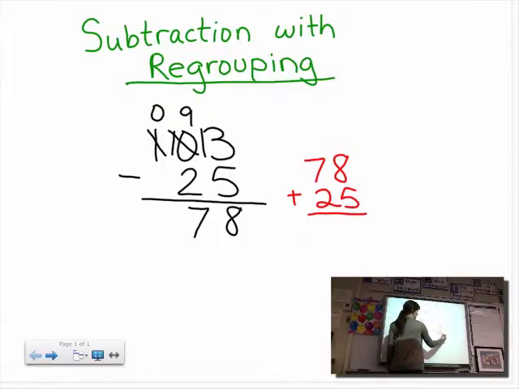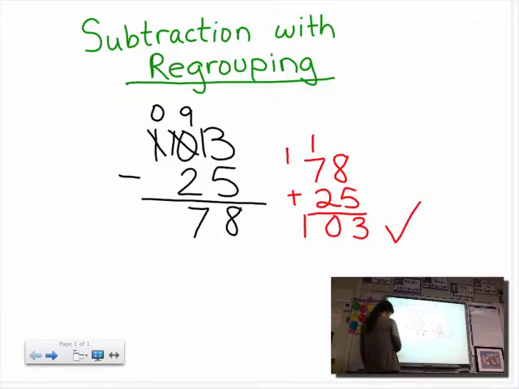8 plus 5 is 13. I'll put the 3, carrying my 1. 1 plus 7 is 8. Plus 2 is 10. 103. That answer checks out.